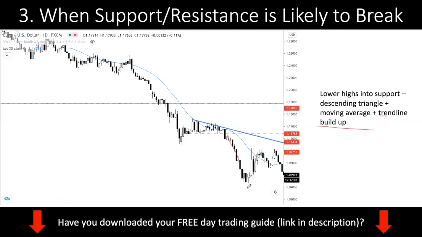Price did indeed break. Okay, so knowing how to identify both of this, right, when a support and resistance is likely to break and when it is likely to hold, is a very important skill set that you need to develop. Okay, you need to keep training your eyes to watch out for this.